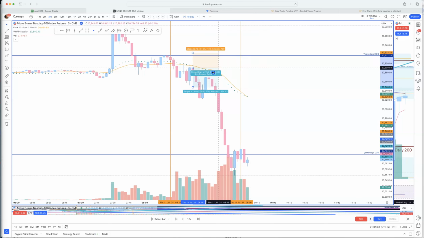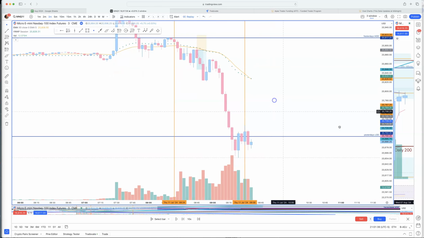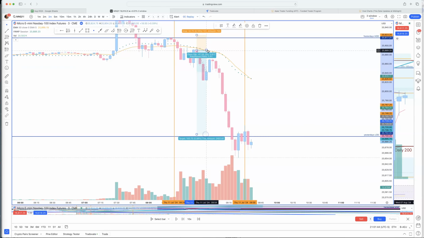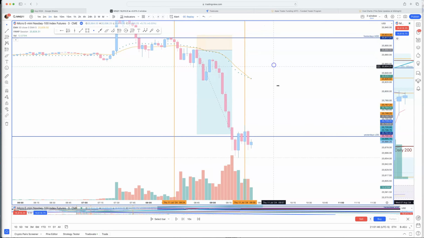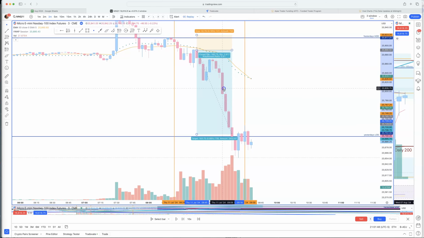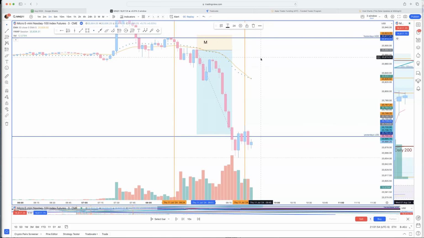Let's say 1.3. Would have got out of all of my contracts except for one and would have left a runner and targeted yesterday's low of the day. Look at that. That would have been amazing, but didn't do it. So I'm gonna say M right here for missed.